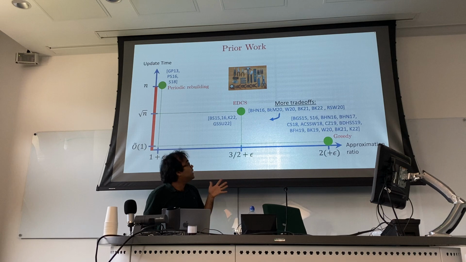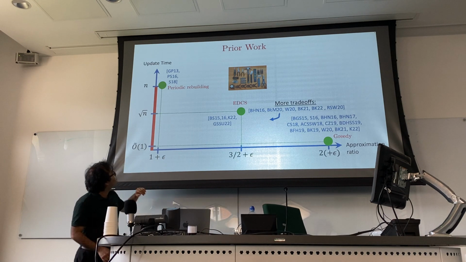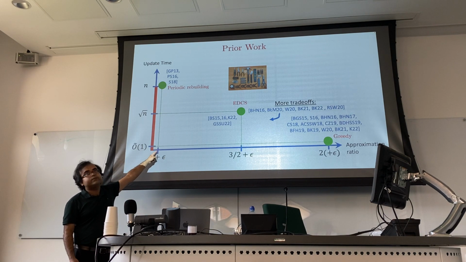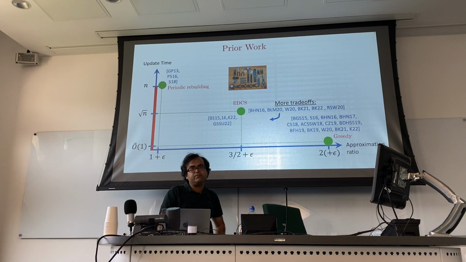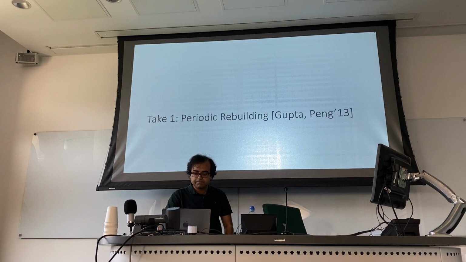So what I'm going to do next is just focus on this result and give you a complete algorithm to get this n update time. It's going to take only 5 minutes or so, just so that we get a feel for how we design dynamic matching algorithms. So what is this periodic rebuilding technique?